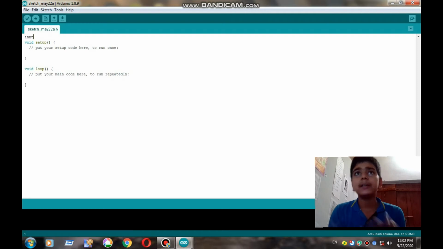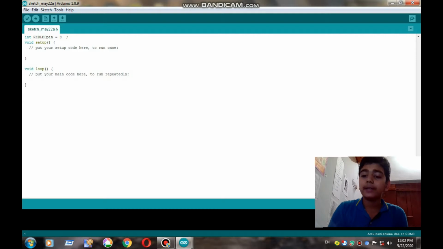int means integer, and with an integer we can define which pin number we are connecting the LEDs to. First we write red LED pin equal to pin number 8 of Arduino. It means that the positive pin of the red LED is connected to pin number 8 of Arduino.